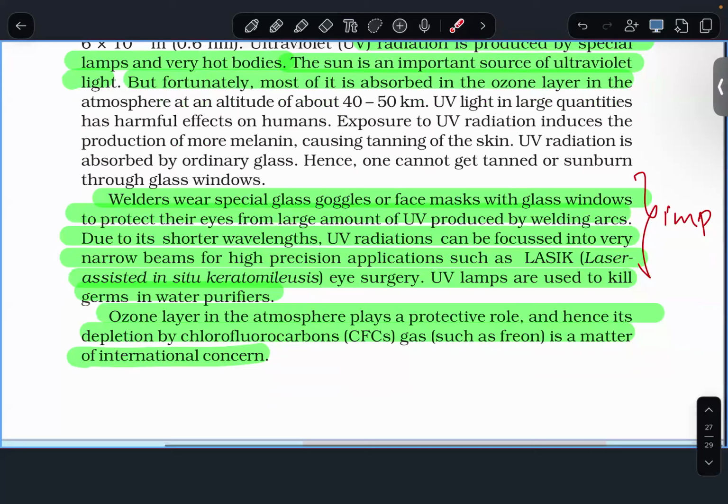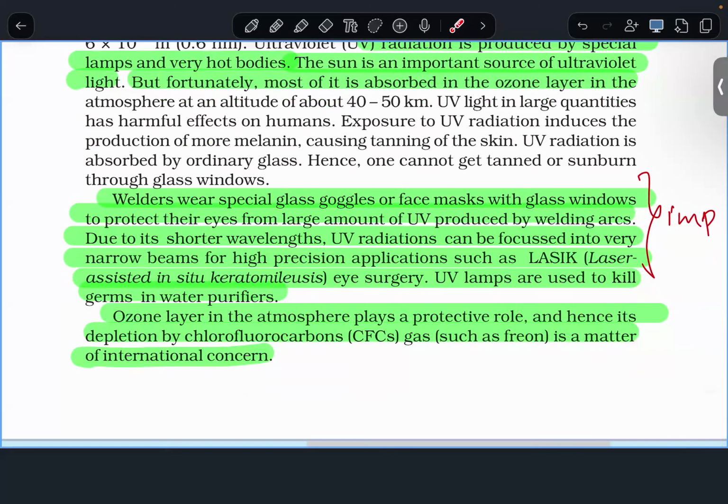Did I say to heat the water? I did not mention that. What is its purpose? Not to heat, but to purify. Heat is purely the infrared zone. Right. The ozone layer in the atmosphere plays a protective role and hence its depletion by chlorofluorocarbons is a matter of international concern.